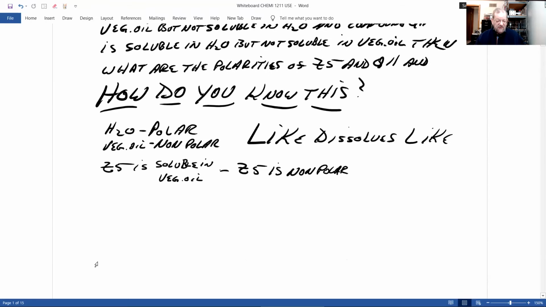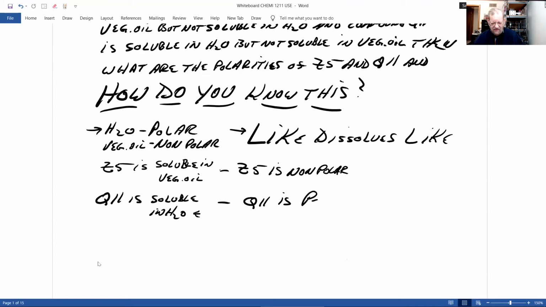So Z5 is nonpolar. Now, Q11 is soluble in water. And water, as we set up here, is polar. And because like dissolves like, Q11 is polar.